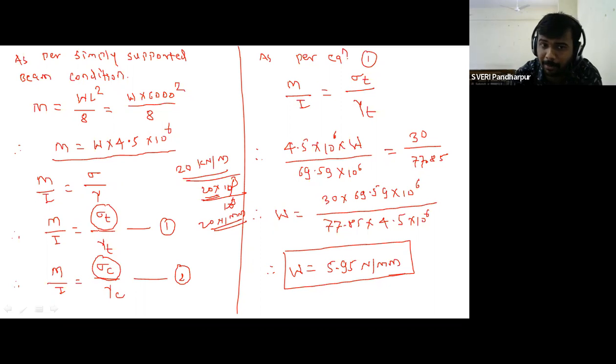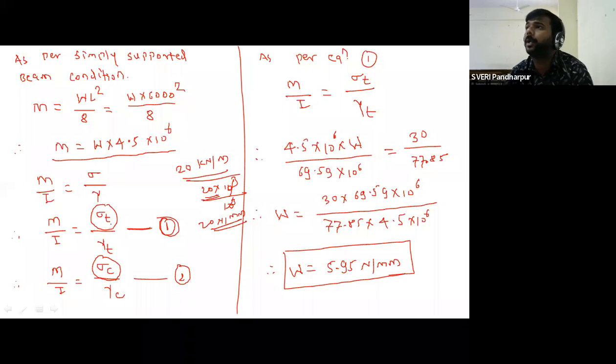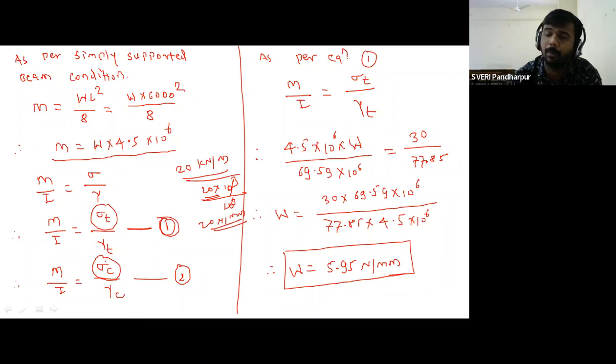Why have I used this particular first formula only, M upon I is equal to sigma T upon YT? Why have I not used M upon I is equal to sigma C upon YC? In equation number 1 sigma T is given, therefore there is only one unknown, that is W. If I had used the second equation, W would also have remained unknown in the M formula, and sigma C is also not given, therefore I have not used the second equation for the further calculation.